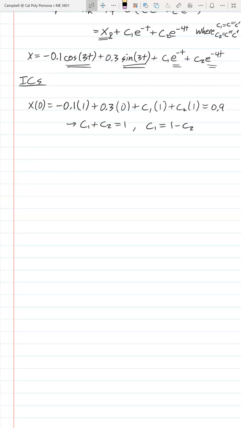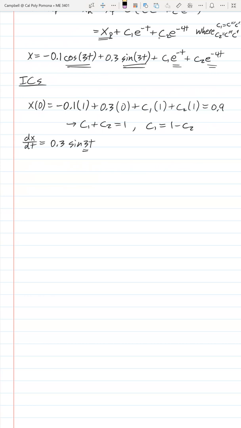Okay, now for the initial value of the derivative, well, first I have to find the derivative. So dx dt for our overall solution, that's going to be equal to a positive 0.3 times sine 3t, because remember, when we're going from cosine to sine, we get a negative sign, and then we get a 3 from here. So that goes out with the 0.1 and combines together to give me 0.3.